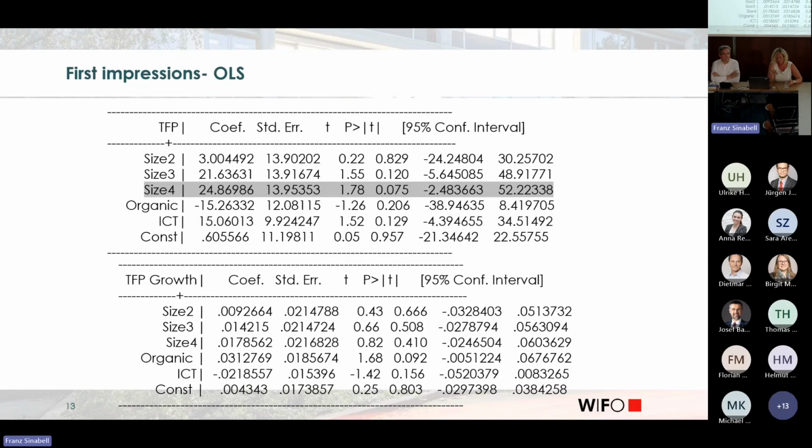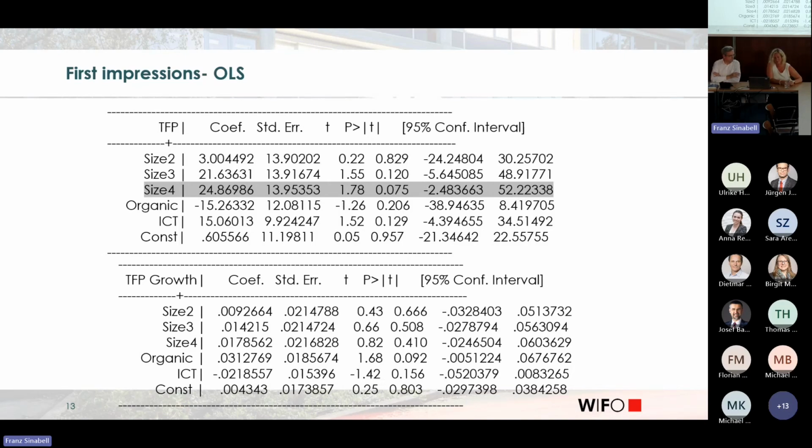And for the TFP growth, it's only the organic variable, being an organic farm, which is considered to be a positive driver of productivity growth here. But it's just weakly significant. Our p-value is at 0.09. Okay. Did you try interactions with size and ICT? Not yet. That's a very good point.